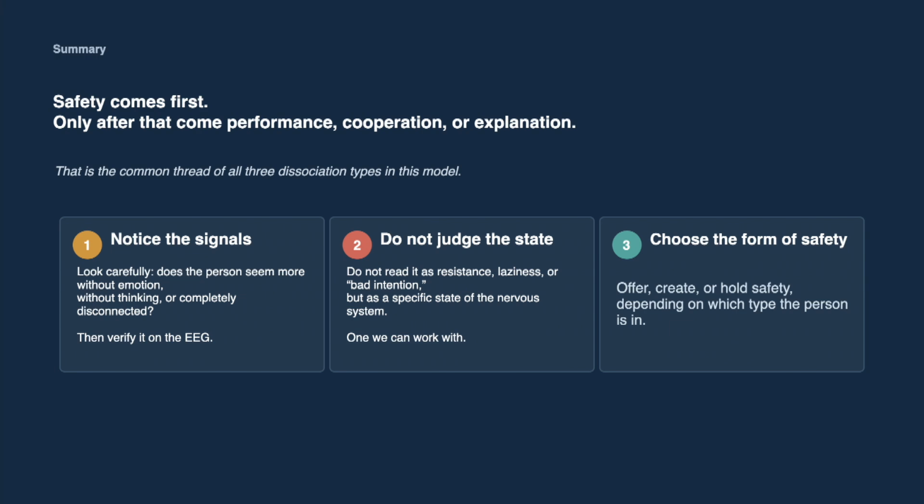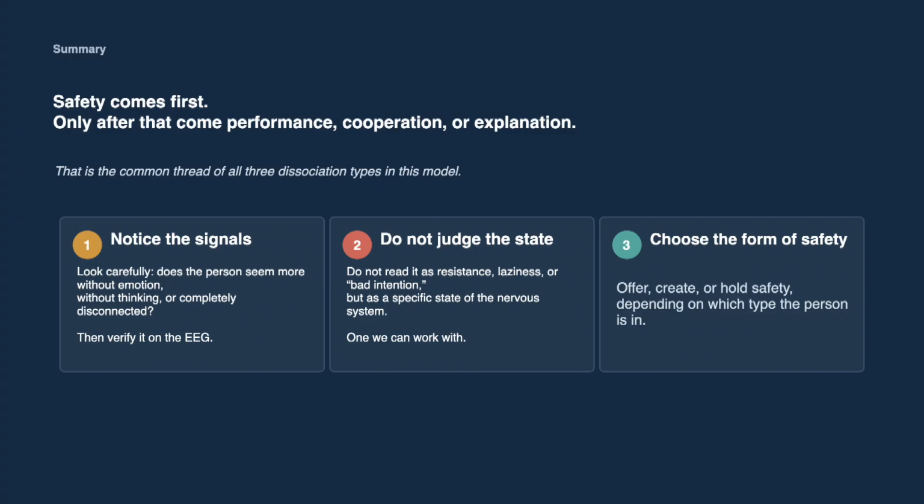The first step is to notice the signals. We need to ask, does this person appear without emotion, without thinking, or completely disconnected? And then we verify that picture through the EEG. The next step is not to judge the state. We should not write it as resistance, laziness, or intentional behavior. We should understand it for what it really is, a specific state of the nervous system, and one that we can work with. And finally, we need to choose the right form of safety. Depending on the type of dissociation, safety must be offered, created, or held.